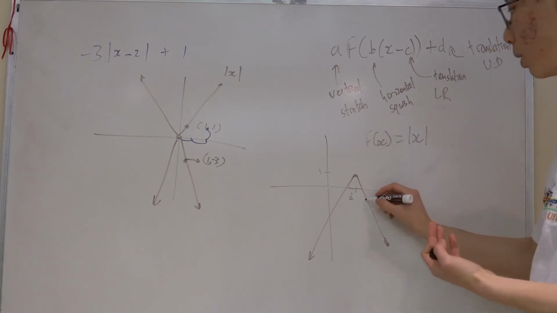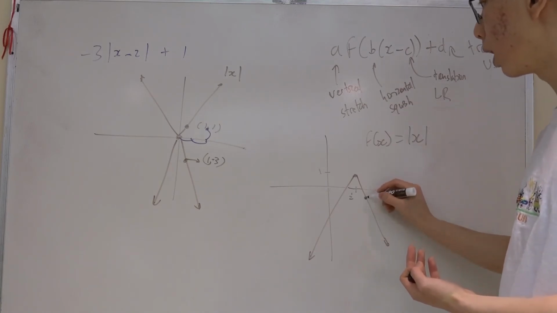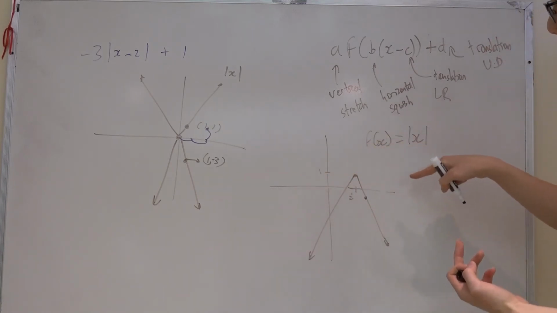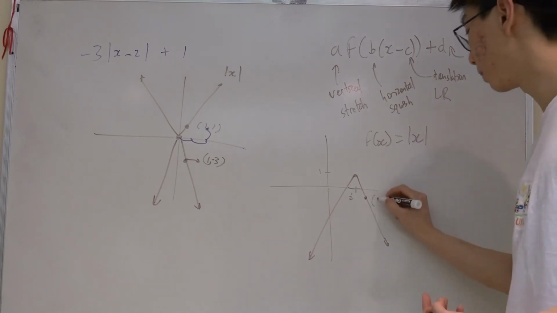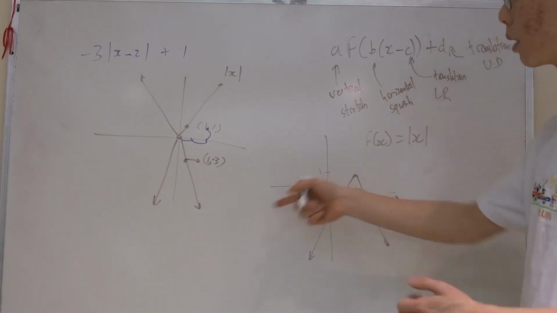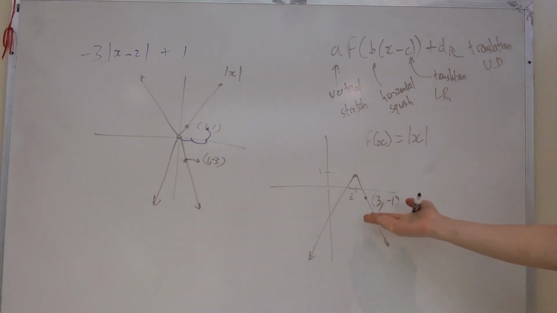So this should actually be the point 3, negative 1. That's where our point went. This is just something that you can use while you're graphing.